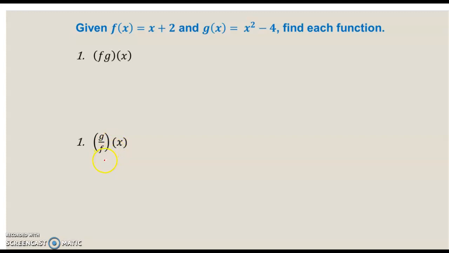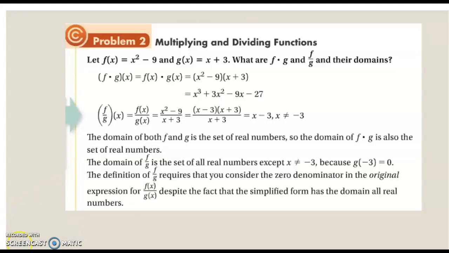This one you would end up being x minus 2, and x cannot equal negative 2. This one up here is going to end up being x cubed plus 2x squared minus 4x minus 8. So if you do not get those answers when you try it, email me and let's go through it.